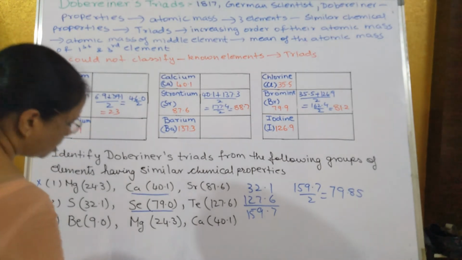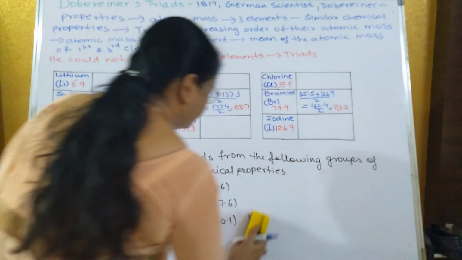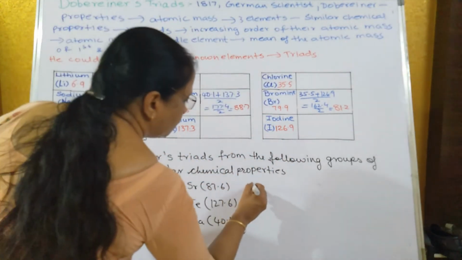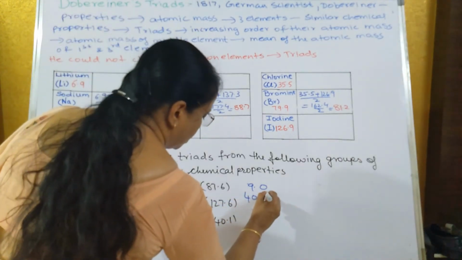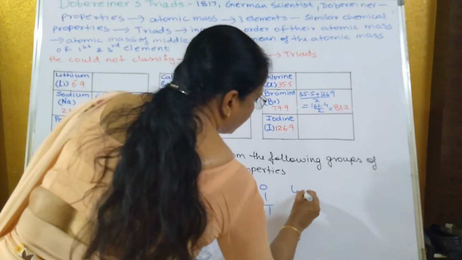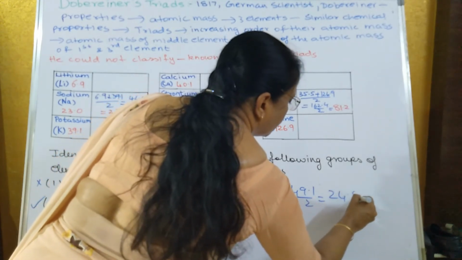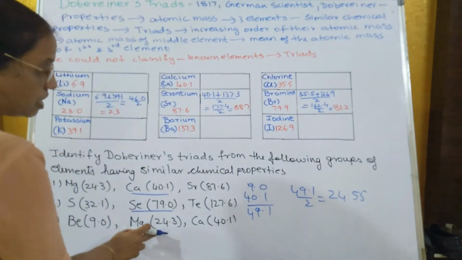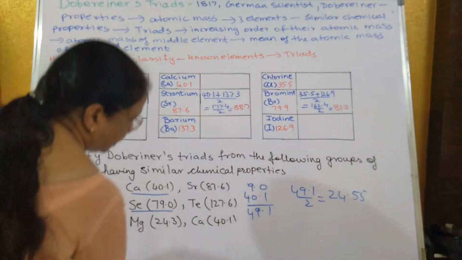The last one is beryllium, magnesium and calcium. Now beryllium is 9.0 and the last one, calcium, is 40.1. When he added, he got 49.1. When 49.1 was divided by 2, you will get 24.55, which is approximately equal to 24.3. So does the third set of three elements follow Dobereiner's triad? Yes, it does follow Dobereiner's triads.